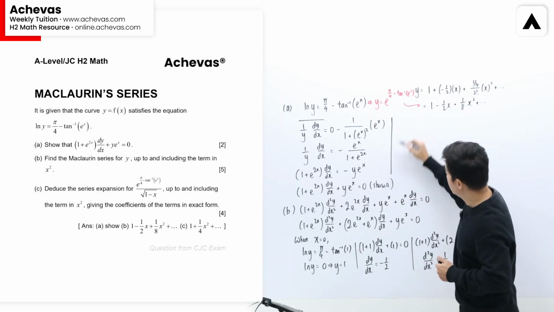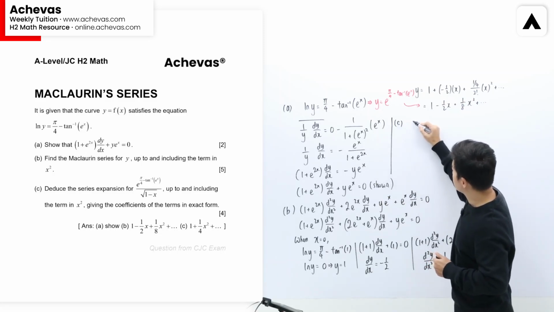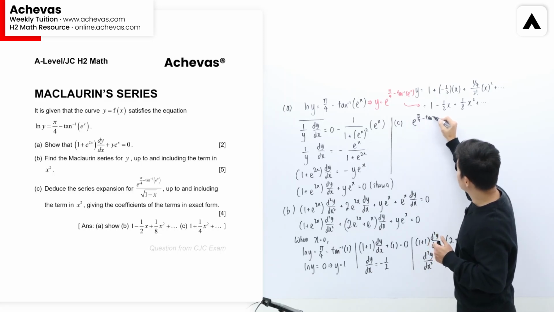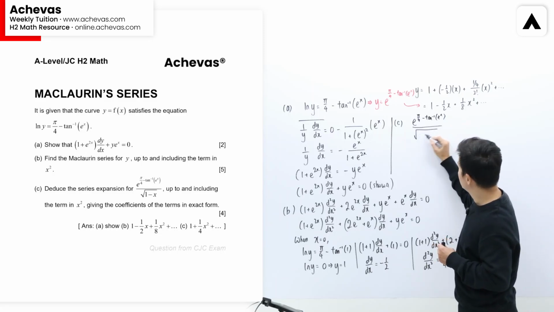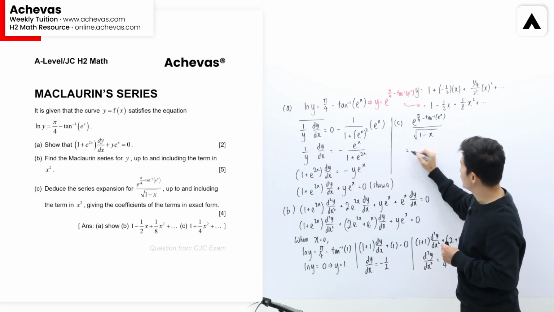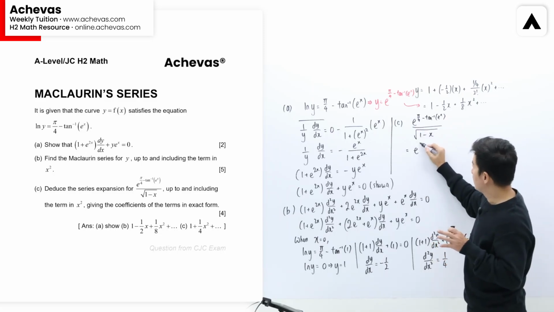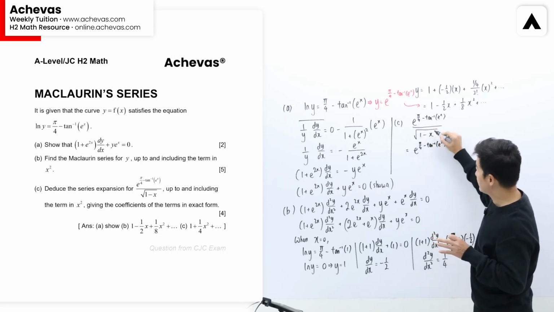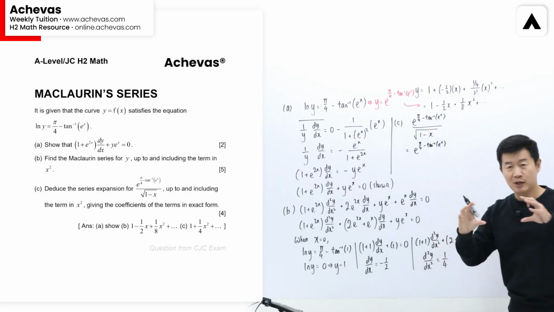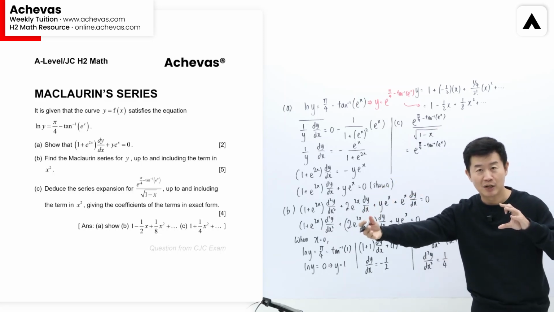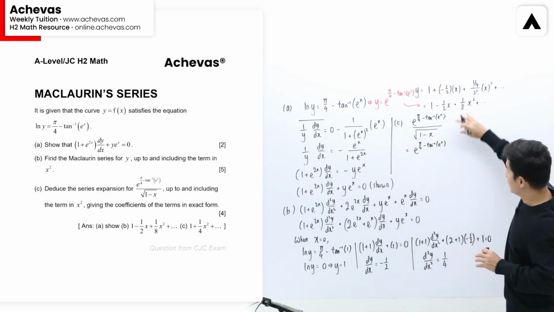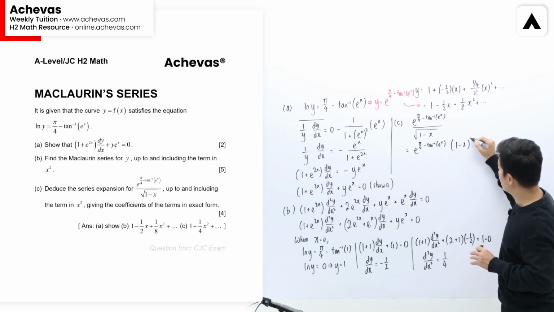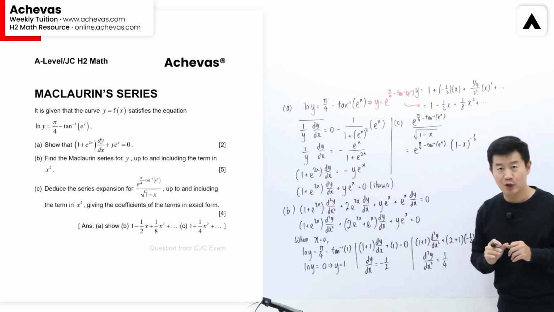So let's do C here. For C, we are looking at the expansion for e to the power of pi over 4 minus tangent inverse e to the power of x divided by square root of 1 minus x, which we are going to rewrite as e to the power of pi over 4 minus tangent inverse e to the power of x. As for this, we're going to bring it up so that we can make use of another formula that we have in our formula sheet to expand this. When we bring it up, it is 1 minus x to the power of minus half, into another polynomial.